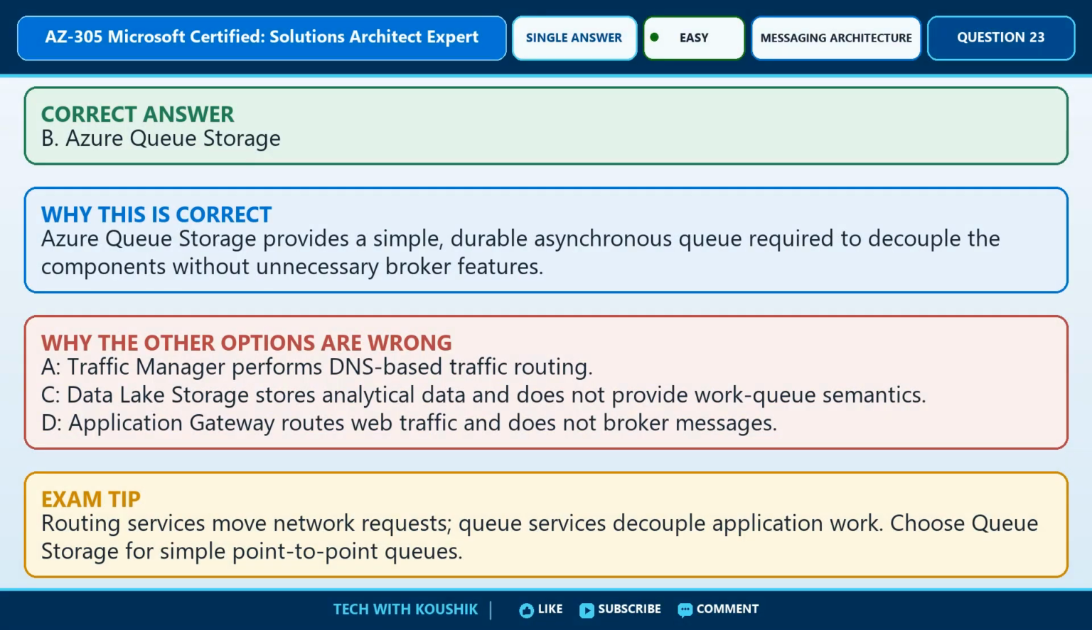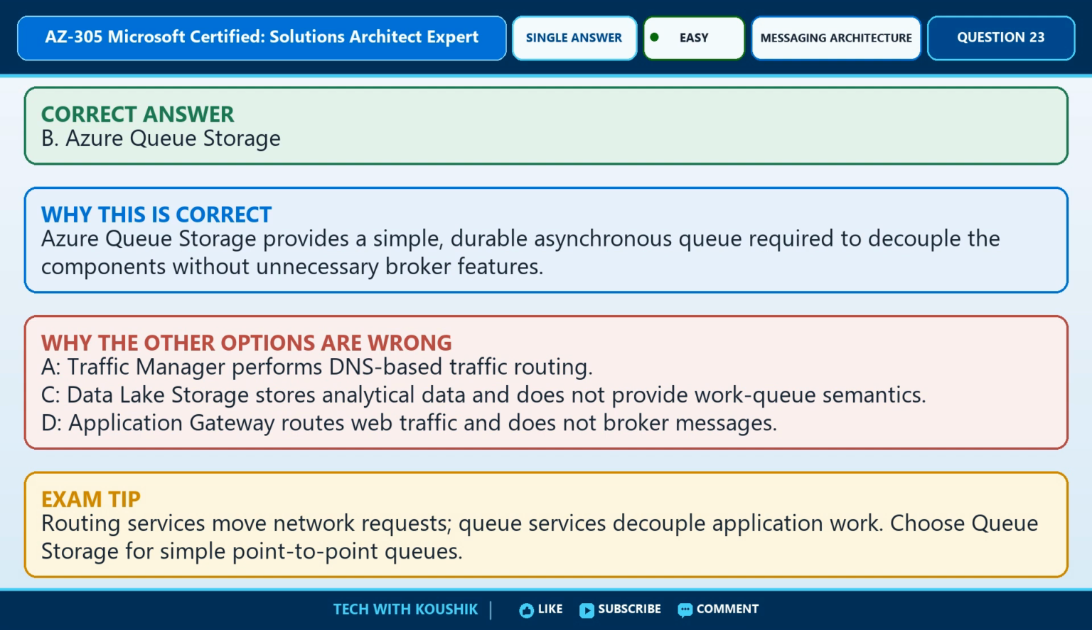The required response is option B, Azure Queue Storage. The requirement is satisfied because Azure Queue Storage provides a simple, durable asynchronous queue required to decouple the components without unnecessary broker features. A. Traffic Manager performs DNS-based traffic routing. C. Data Lake Storage stores analytical data and does not provide work queue semantics. D. Application Gateway routes web traffic and does not broker messages.